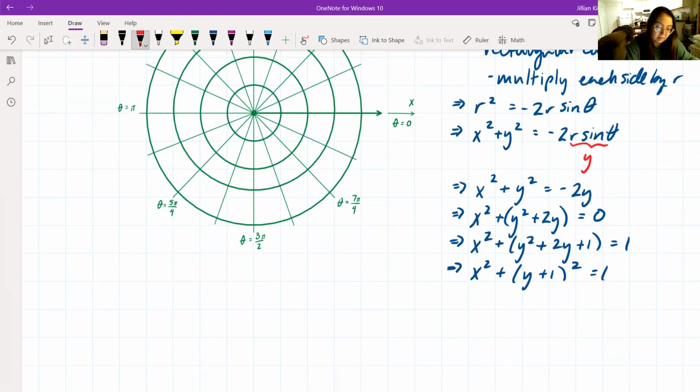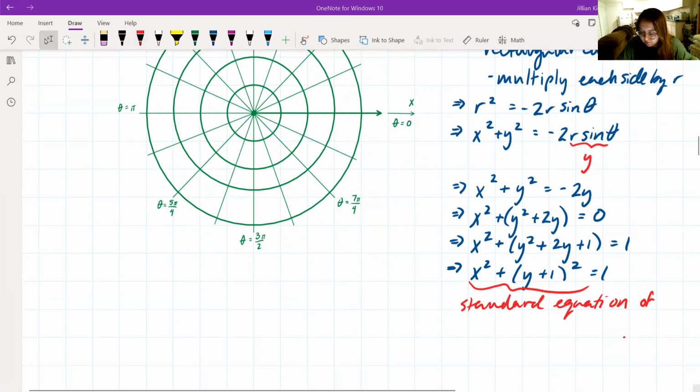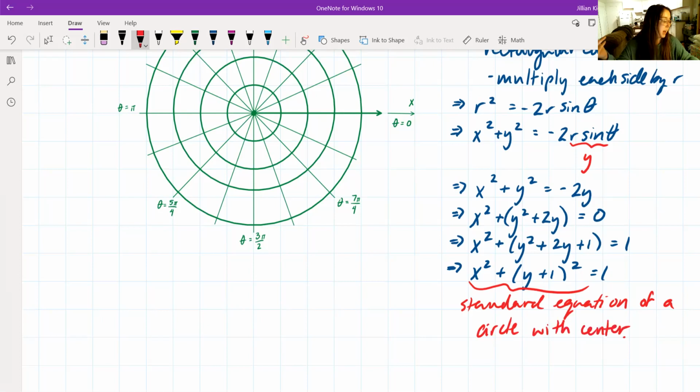So this here, this is our standard equation of a circle with its center at what's going to be 0, -1. We see there's no change in x, but we do have a change of 1 in the negative direction for y. So the center of our circle is going to be at 0, -1.